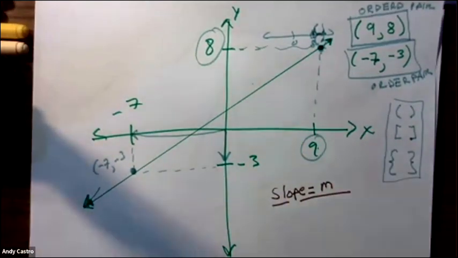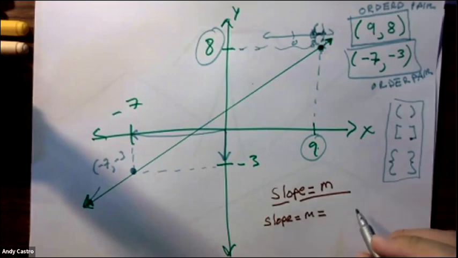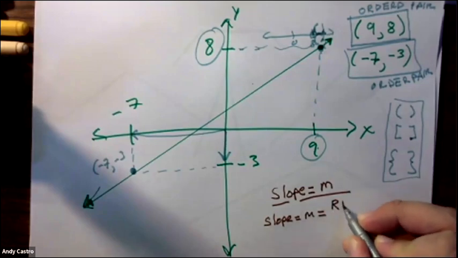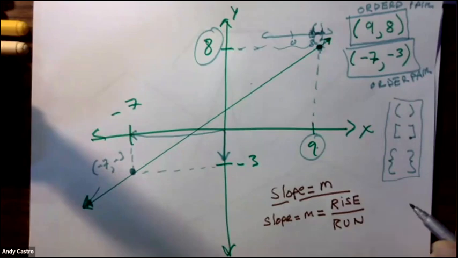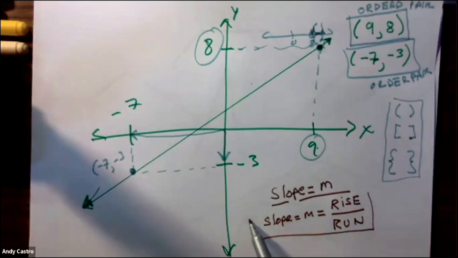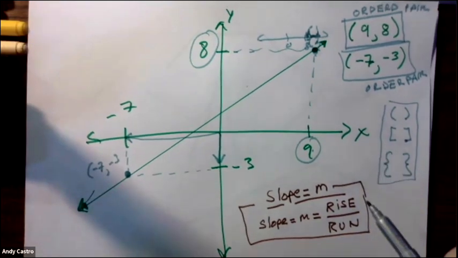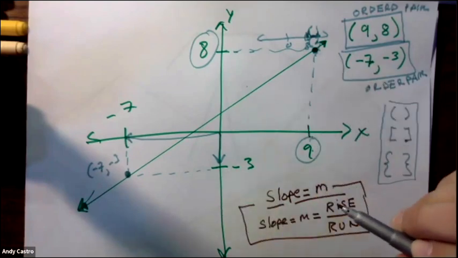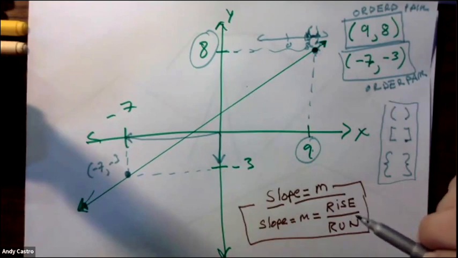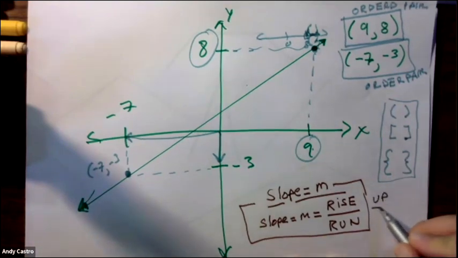Slope is defined. So slope, which is your m, that's defined as what's called the rise over the run. Okay? Make sure this is in your notes. The rise over the run. So the way that we find the rise over the run is we start at one of the points, and then we calculate how far do we have to go up, and then how far do we have to go over. Okay? Up, over.